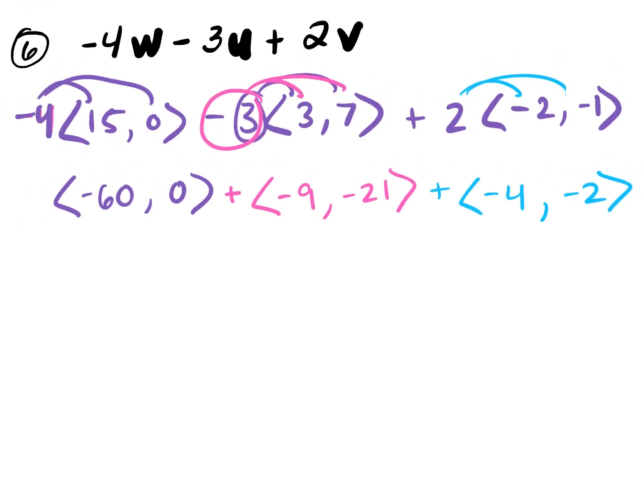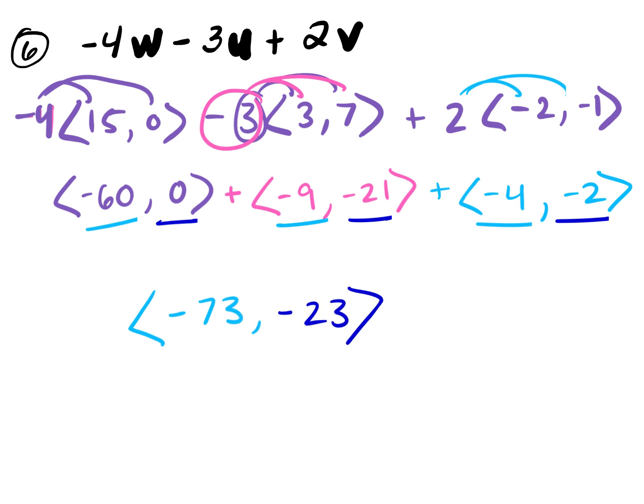If you want to, from here, you can just add 2 of them together. We could add the first 2 together, get a new vector, and then add the third one to it. Or you could add all 3 at the same time. So the first number with the first number with the first number. -60 plus -9 plus -4 would be what? -73. And then we have 0 minus 21 minus 2, which would be what? -23. Awesome.